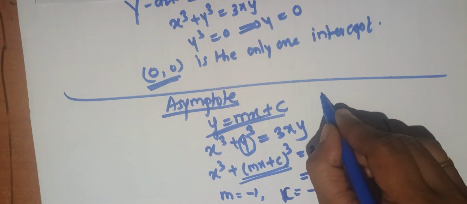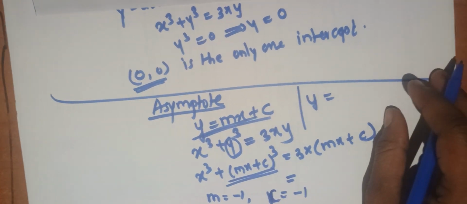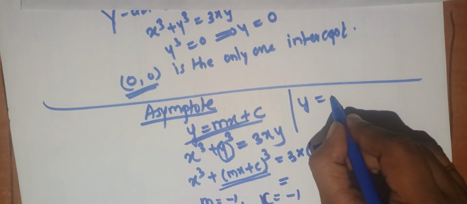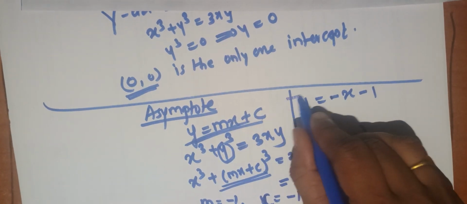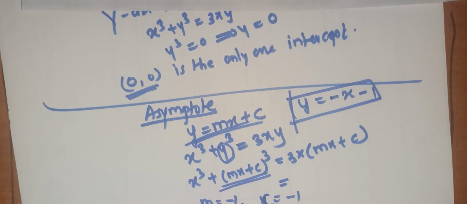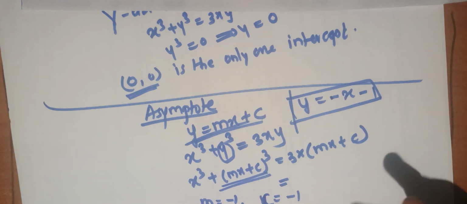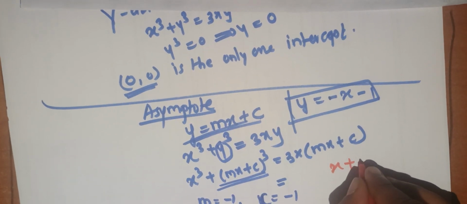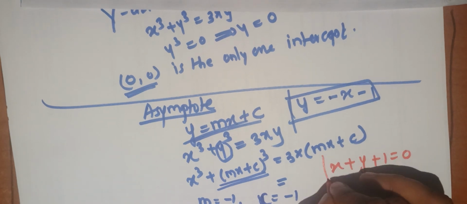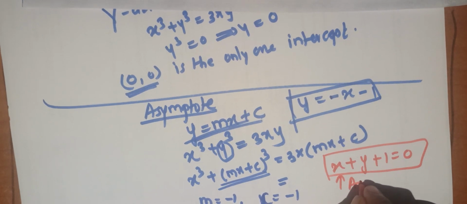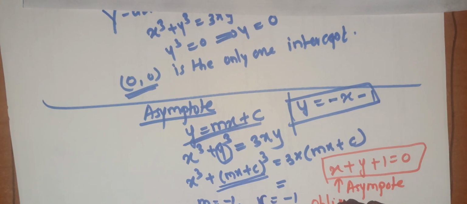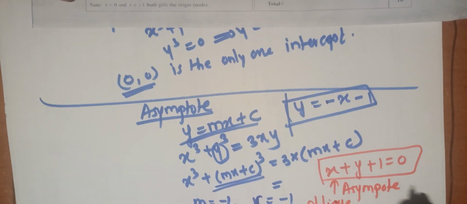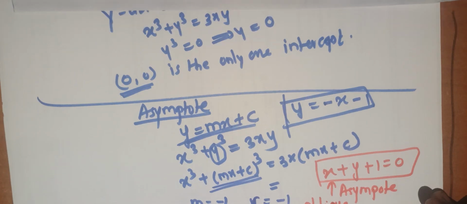So your equation will be y is equal to mx plus c, m is minus 1, so y is equal to minus x minus 1. This is the equation of straight line. You can write this equation as x plus y plus 1 is equal to 0, and this is your asymptote. In many cases this type of asymptote is called oblique asymptote.